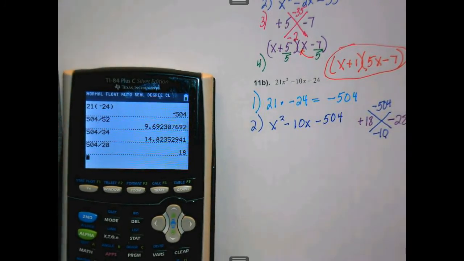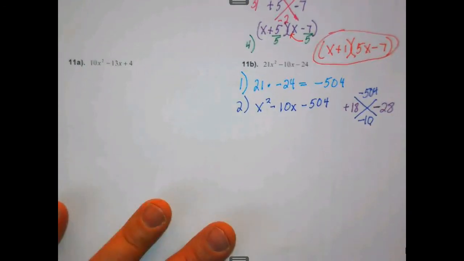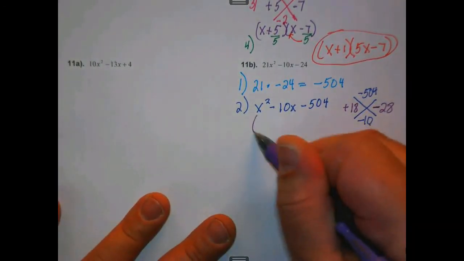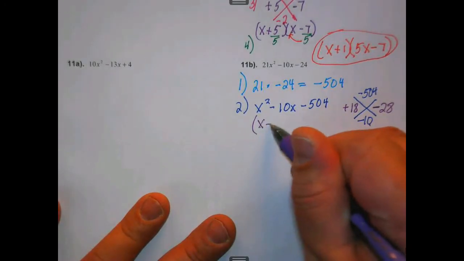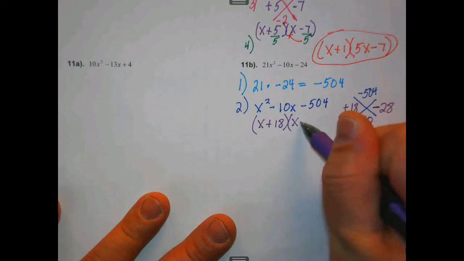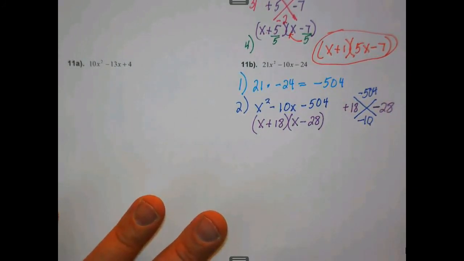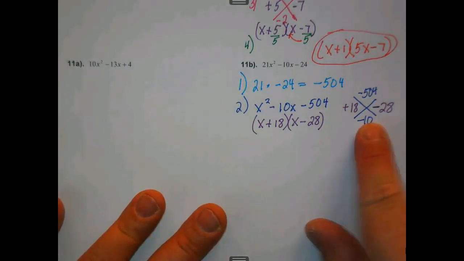I wouldn't give you a hard one. So this factors to x plus 18, x minus 28. Okay. Well, that was number 3. Number 4.